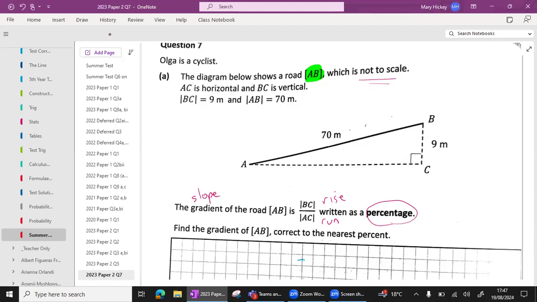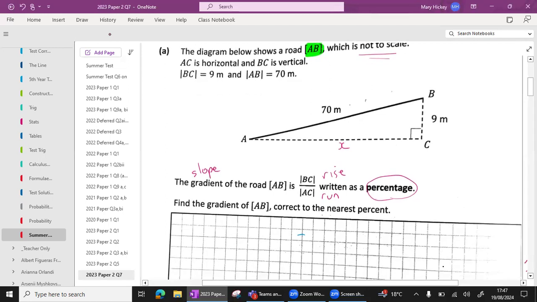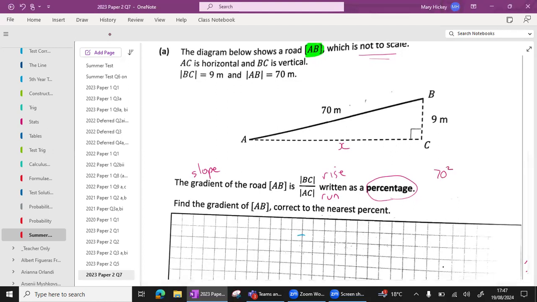Now the problem is we need AC in order to do rise over run, so we're going to call that X. It's a simple Pythagoras actually. We start with the hypotenuse squared. So 70 squared is equal to the other two sides squared and added together. So 70 squared is 4900, equal to X squared plus 81. Subtract 81 and that's 4819. And then to get X on its own, I do the square root of 4819.